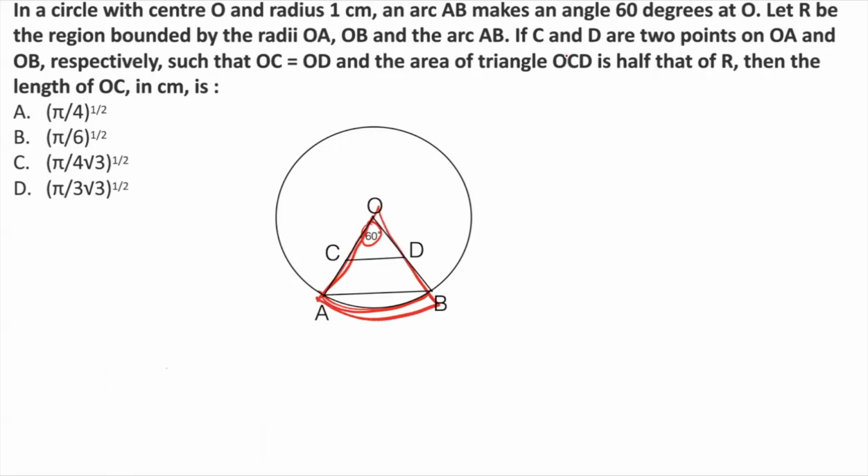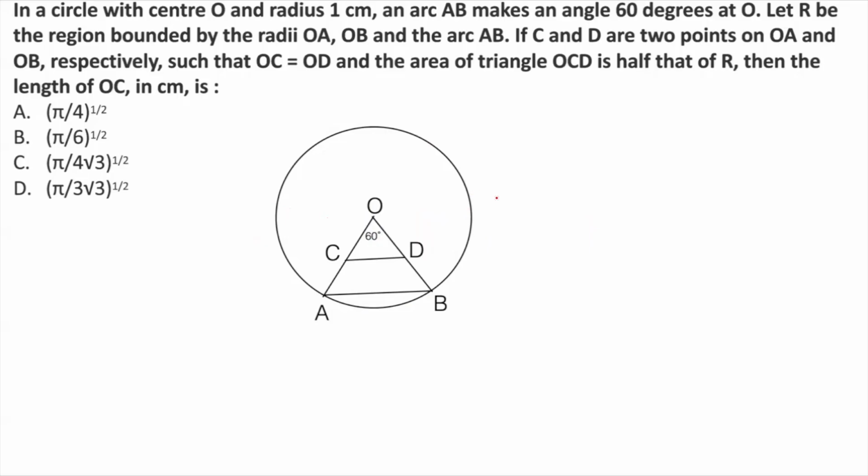All right. If C and D are 2 points on OA and OB respectively, this is the point C on the line OA, and this is the point D on the line OB, such that OC is equal to OD, and the area of this triangle OCD is half that of the sector OAB. Then the length of OC is this line segment. We have to find the length of this OC.